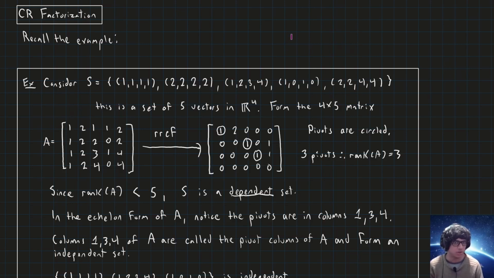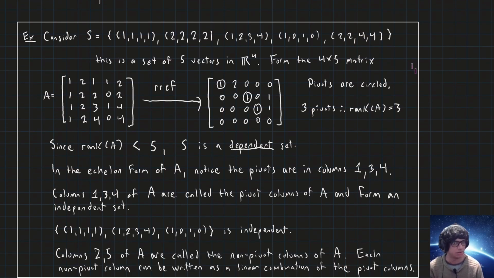Okay, I'd like to revisit this example that we just looked at. If you remember, we had this set S. We put it into reduced echelon form, and the pivot positions told us which of the columns of A are the important columns. Call them the pivot columns of A: 1, 3, and 4.